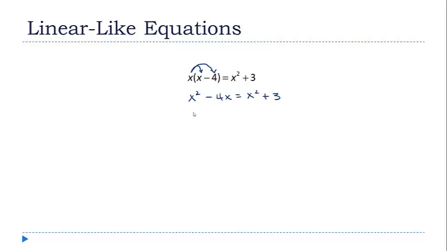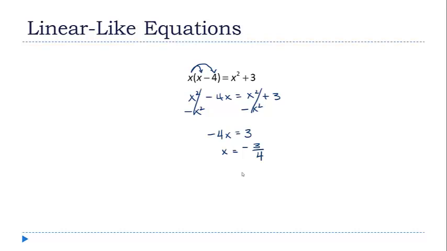And now look at what happened. I have this x squared on both sides. So if I subtract x squared from both sides of the equation, those are going to cancel, and I'm left with minus 4x equals 3. And if I divide both sides by negative 4, I get x equals negative 3/4.